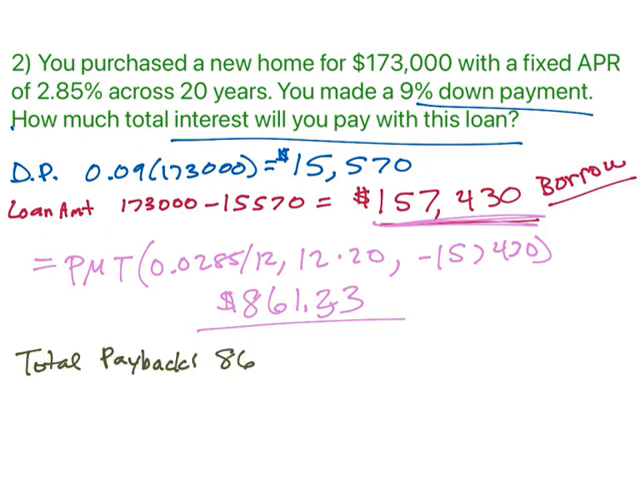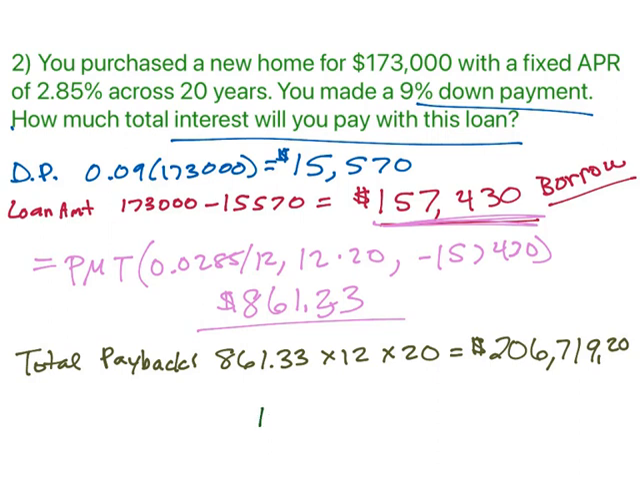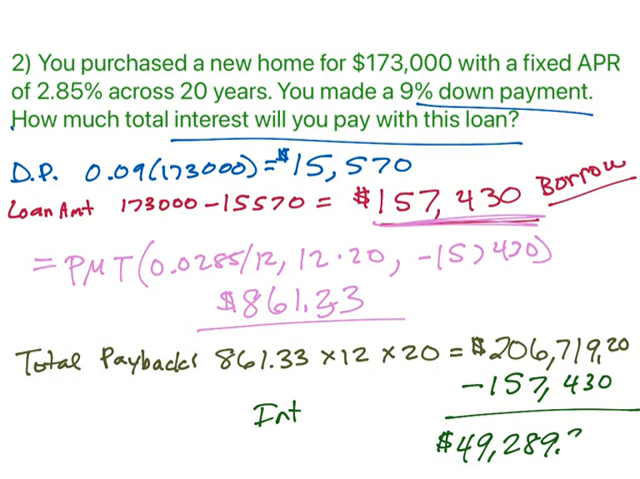Now that I have my monthly payment, I can find the total payback. Because the total payback is monthly payment times 12 months in a year times the number of years in the loan, in this case 20. So my total payback is $206,719.20. To find the interest, I'm just going to subtract the loan amount, which is $157,430, and I find my interest to be $49,289.20.